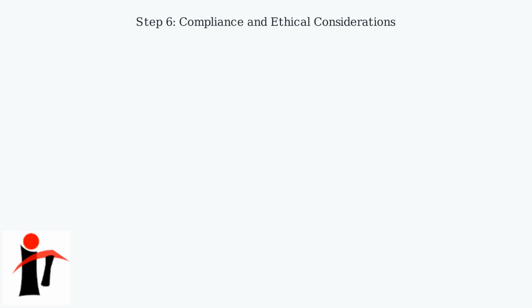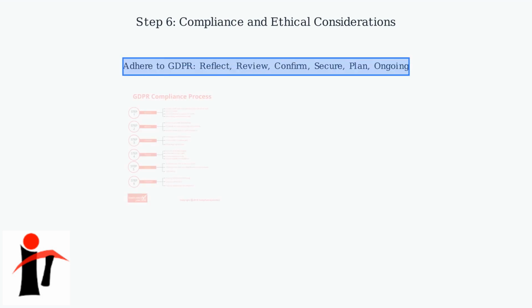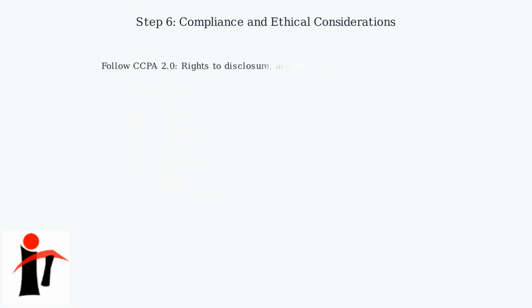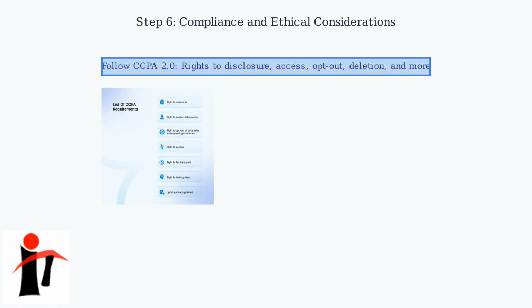When setting up sequences in Apollo.io, it's crucial to prioritize compliance with global data privacy laws and maintain ethical practices to build trust and avoid legal risks. The General Data Protection Regulation requires a structured approach to data privacy, including reflecting on your data practices, reviewing compliance, confirming protections, securing data, planning ongoing measures, and maintaining vigilance. The California Consumer Privacy Act mandates several rights for consumers, including the right to disclosure of data collection, access to their information, opt-out of sales and marketing, deletion of data, fair treatment, and updated privacy policies.